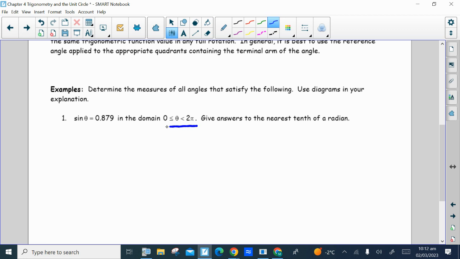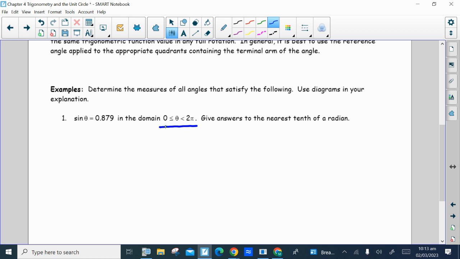This domain is important. It tells you two things. The first thing it tells you is where your answers could lie, but it also tells you whether you're working in degrees or radians. In this case, because theta is between 0 and 2 pi, that means that we are in radians. It also goes further to say give answers to the nearest tenth of a radian, so that would be the other reason why we need to be in radians, but the domain really tells us that.